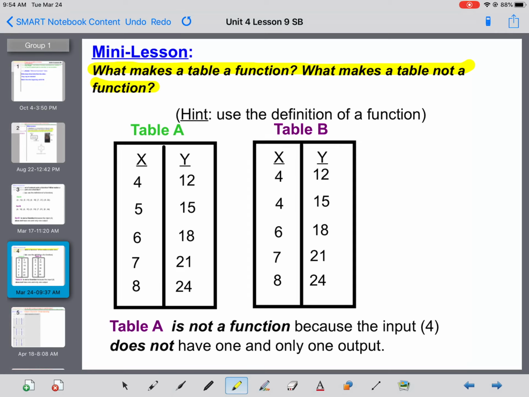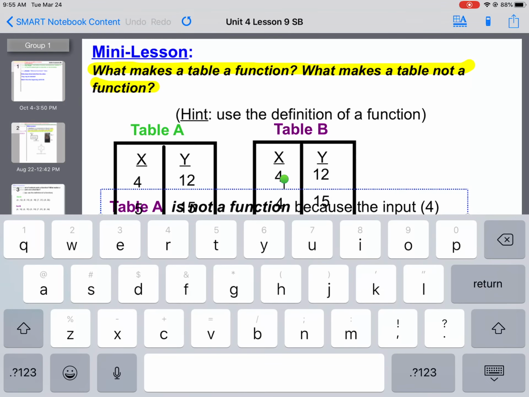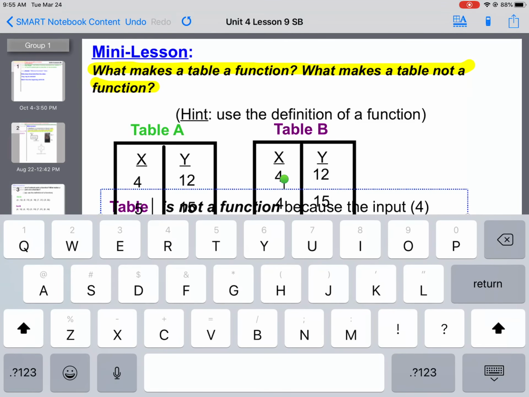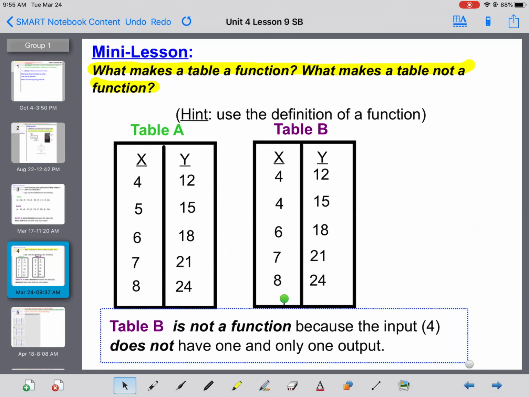Okay, so if we take a look, we have table A and we have table B. Okay, this is already pre-printed for you on the pre-printed Cornell notes. If you do not choose to use the Cornell notes, please copy this down in your mini lesson section. We should have table A and table B. Okay, if we take a look at table A, whoops, this is not correct. Sorry. There we go. Okay.